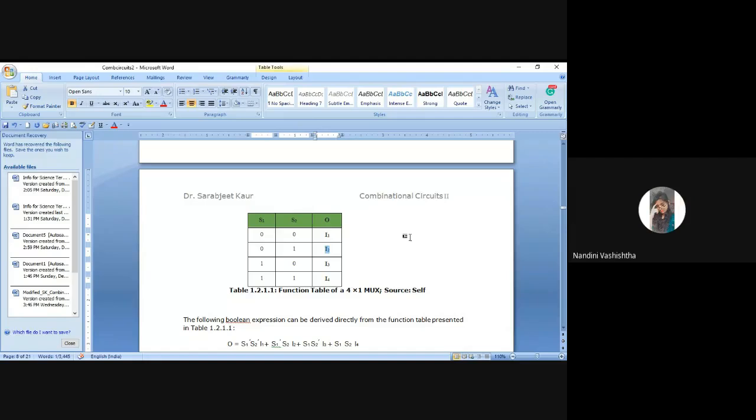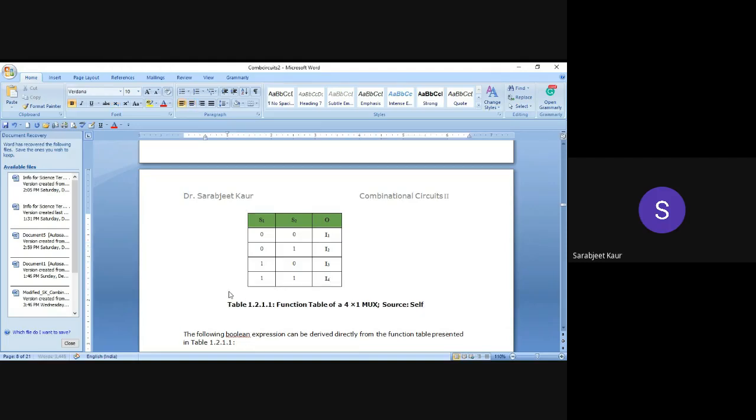So that is why we use a function table instead of a truth table. We call it a function table. Why? Because it depicts the function of a multiplexer. How is it functioning? Is this clear?